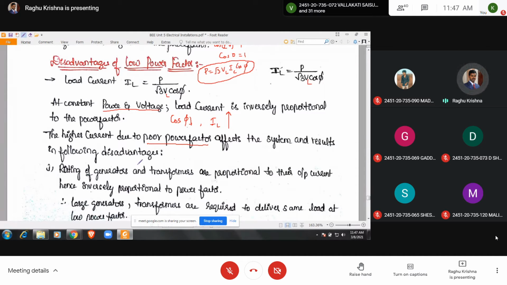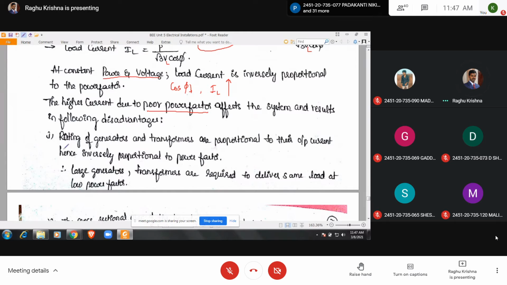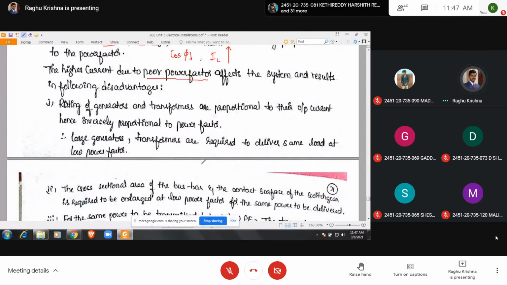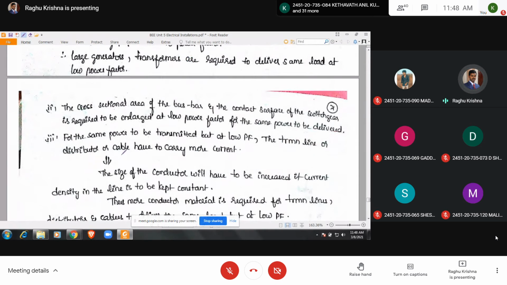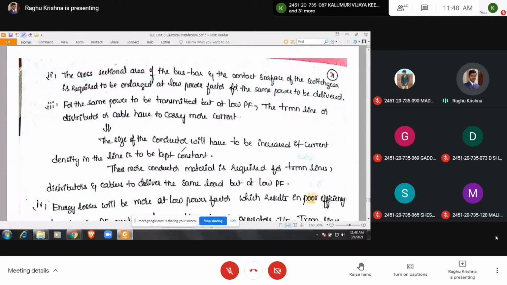results in the following disadvantages. The first one: rating of generators and transformers are proportional to their output current, hence inversely proportional to power factor. So large generators and transformers are required to deliver the same load at low power factor. Finally, the size of the conductor will have to be increased.